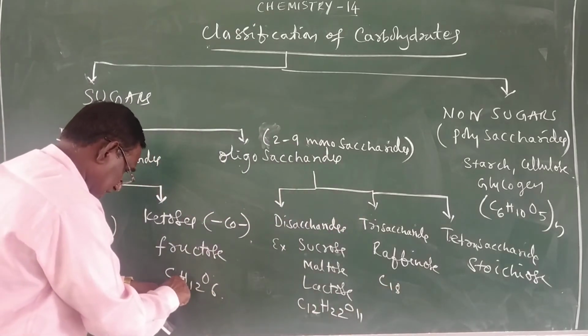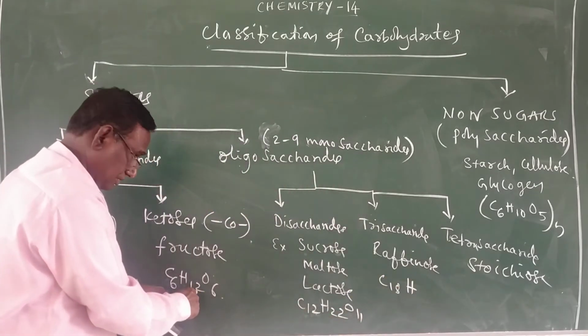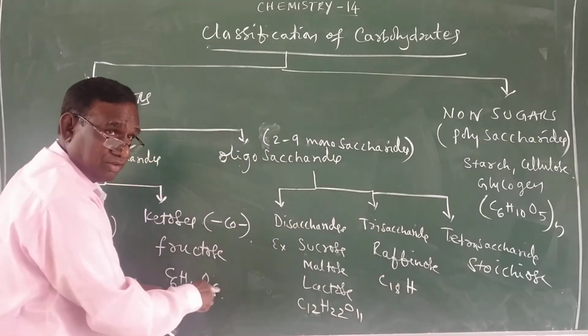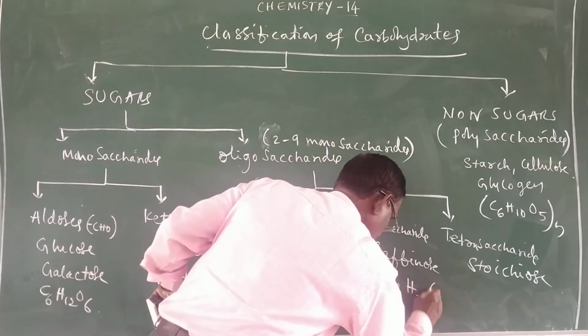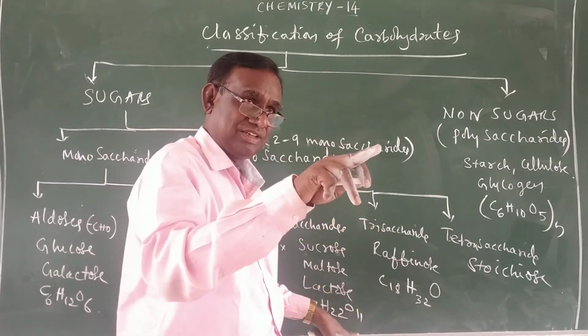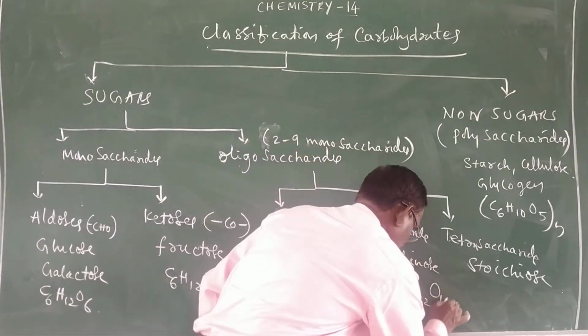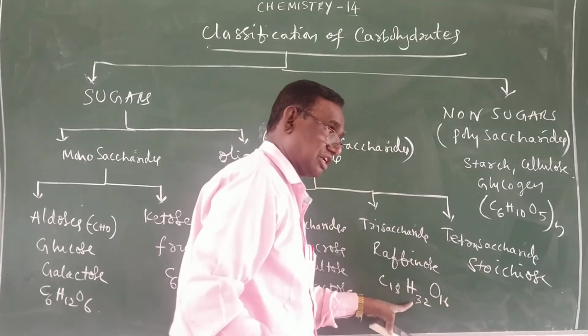And then H: 22 plus 12 is 34, minus 2 you have to remove, so 32. O: 6 plus 7 is 13... O: 6 plus 11 is 17, minus 1 is 16. Why? Because H2O you have to remove. Therefore it is C18H32O16.